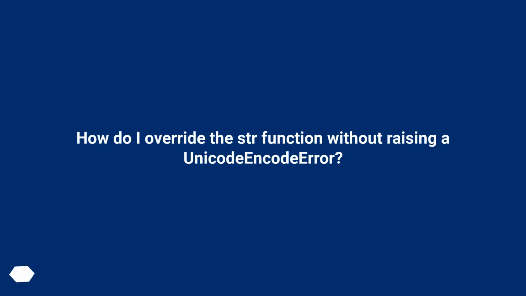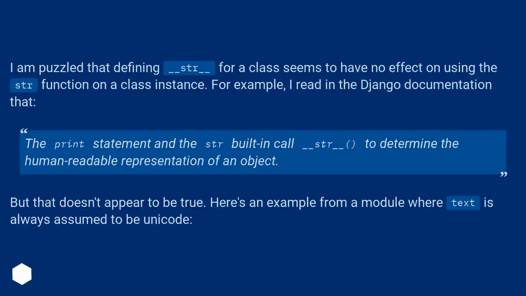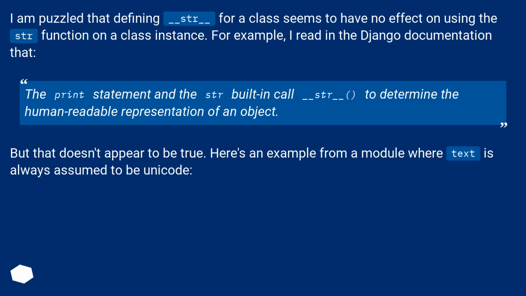How do I override the str function without raising a UnicodeEncodeError? I am puzzled that defining __str__ for a class seems to have no effect on using the str function on a class instance. For example, I read in the Django documentation that the print statement and the str built-in call __str__ to determine the human-readable representation of an object. But that doesn't appear to be true.